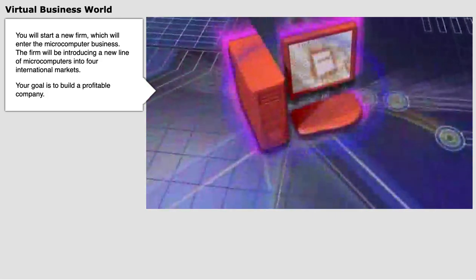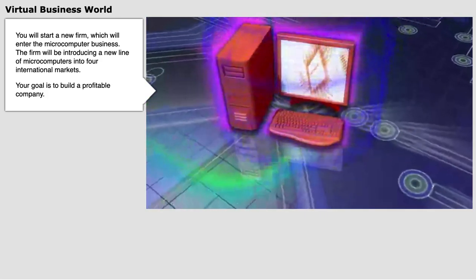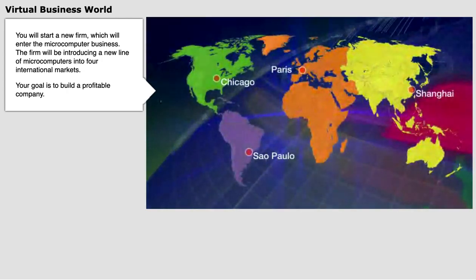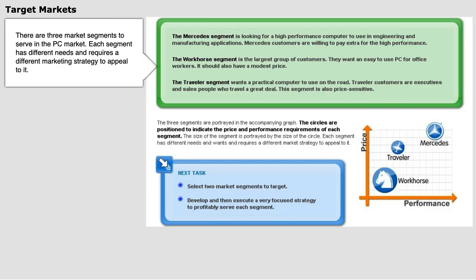You will start a new firm, which will enter the microcomputer business. The firm will be introducing a new line of microcomputers into 4 international markets. Your goal is to build a profitable company. There are 3 market segments to serve in the PC market. Each segment has different needs and requires a different marketing strategy to appeal to it.